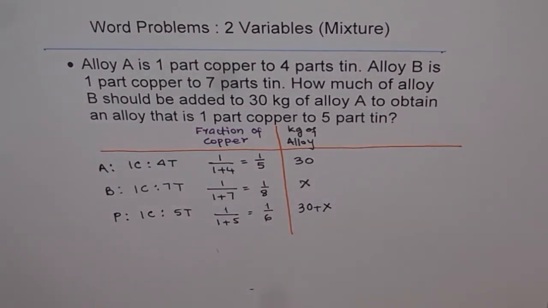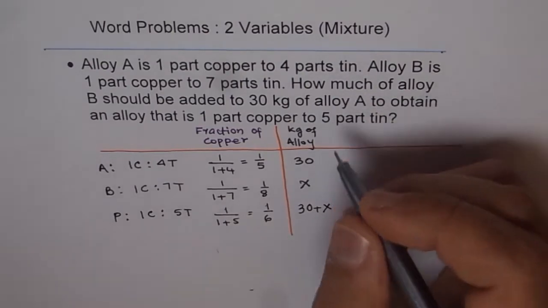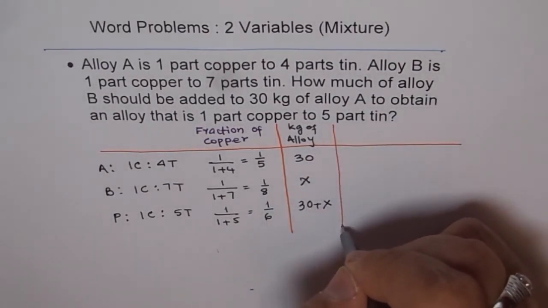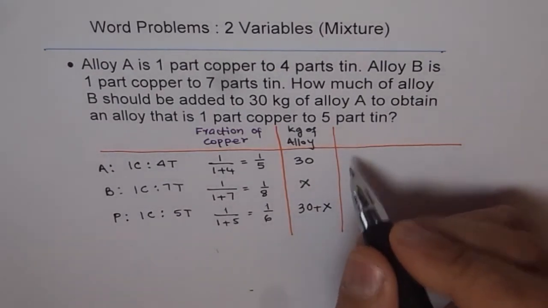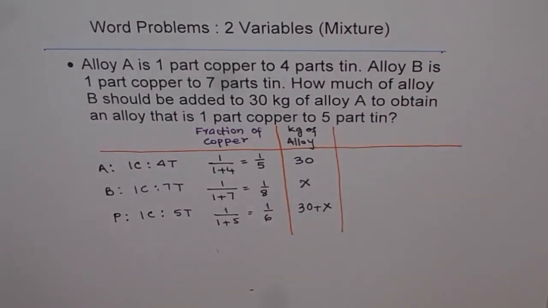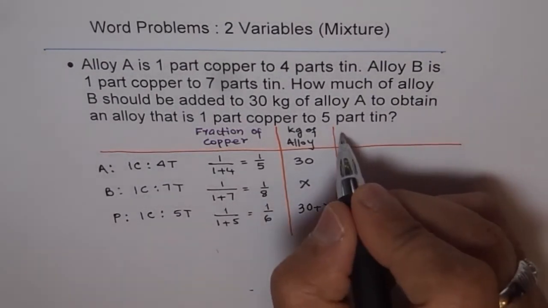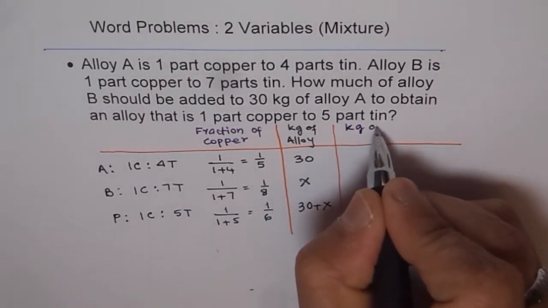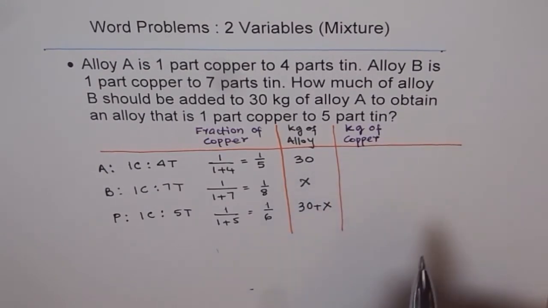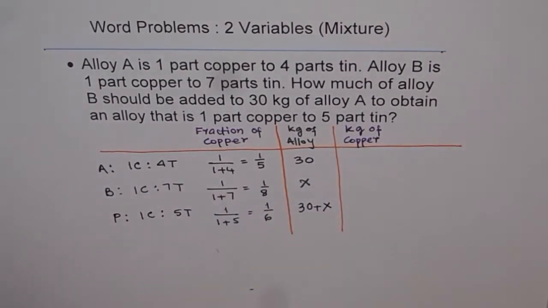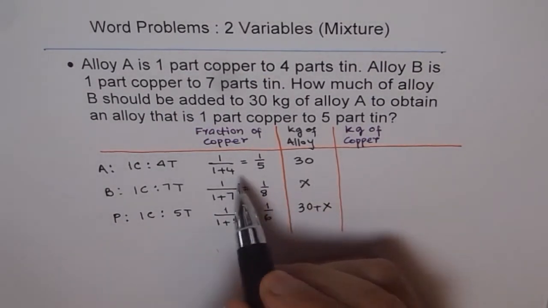So we get this column, which gives us the weight of the alloy. Now in this weight, how much kg is copper? This is what we need to figure out. How much kg is copper? So let's find out the kg of copper in this. Now as we have seen here, 1/5 is copper. 1 out of 5 is copper for A.